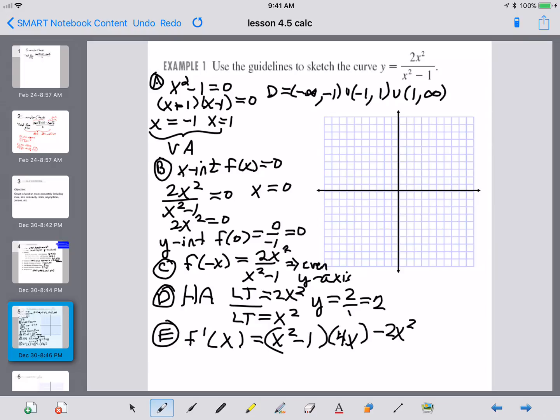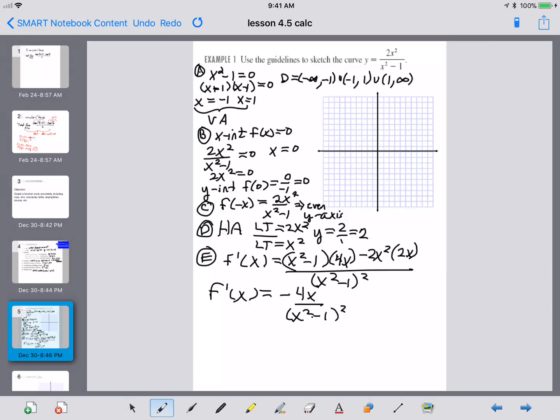minus the top times the derivative of the bottom, all over the bottom squared. Now let's simplify that. So there's our first derivative, negative 4x over x squared minus 1, squared. Now let's think about where we have critical points. The critical points occur where the top is equal to 0, which is at 0, and where the bottom is equal to 0, which is plus or minus 1.